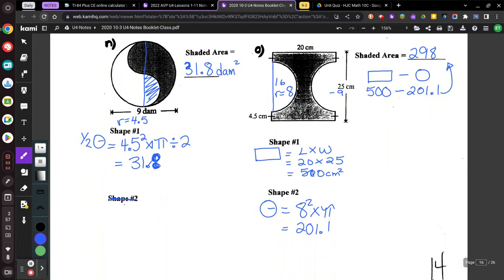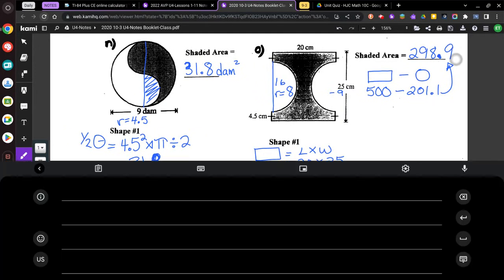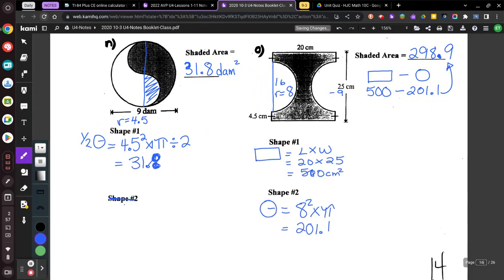298.9. Okay, and the units are centimeters squared. Make sure you've got your units. It's centimeters squared. Okay, turn your page. We've got a few left.